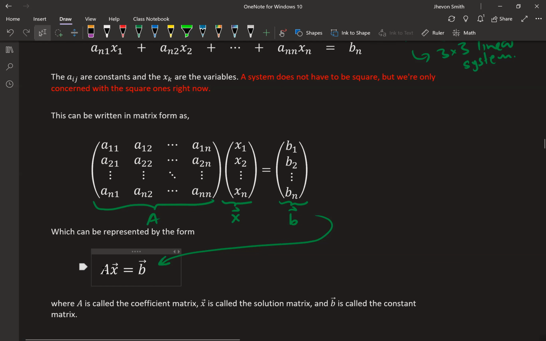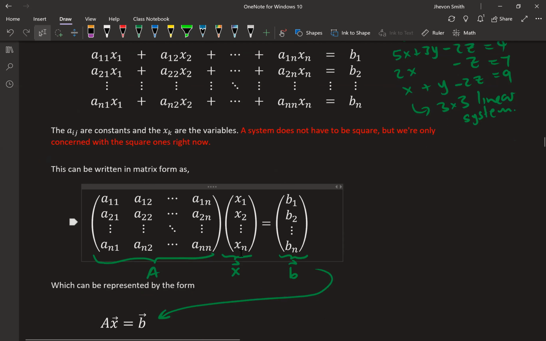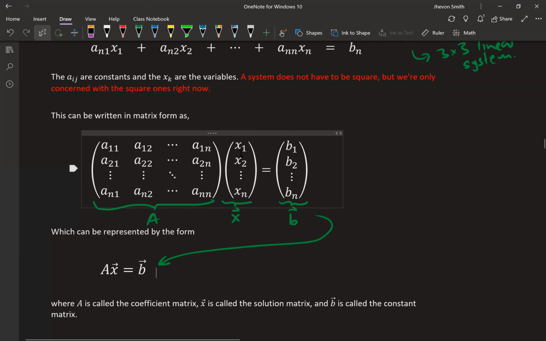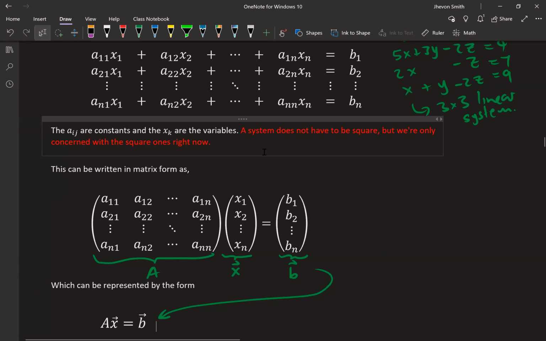The A is called the coefficient matrix because it has all the coefficients in it. The x is called the solution matrix because, of course, if you want to find the solution to this system of equations, you're really finding all the x's, the x1s, x2s, all the way to xn's. So that's called the solution matrix. And this guy over here is called the constant matrix because it just holds a bunch of constants in it, right?